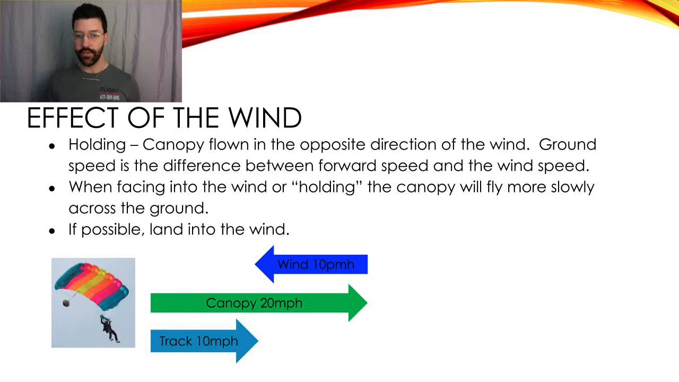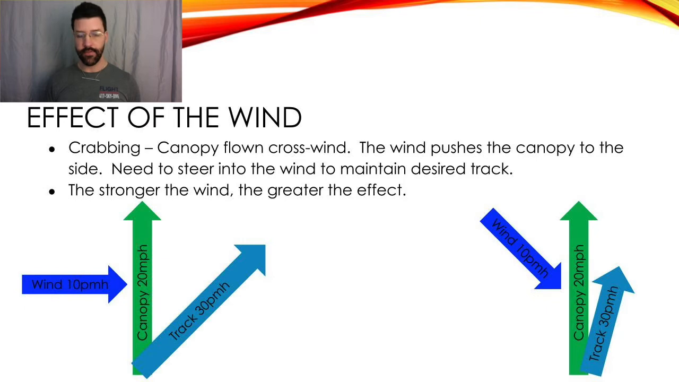If you land your parachute flying downwind, you're going to probably roll and slide on the ground, landing at about 20 to 30 miles an hour. If you land your parachute flying into the wind, you might have a forward speed of about 10 to 15 miles an hour. Now let's look at what happens if your canopy is flying perpendicular to the wind.